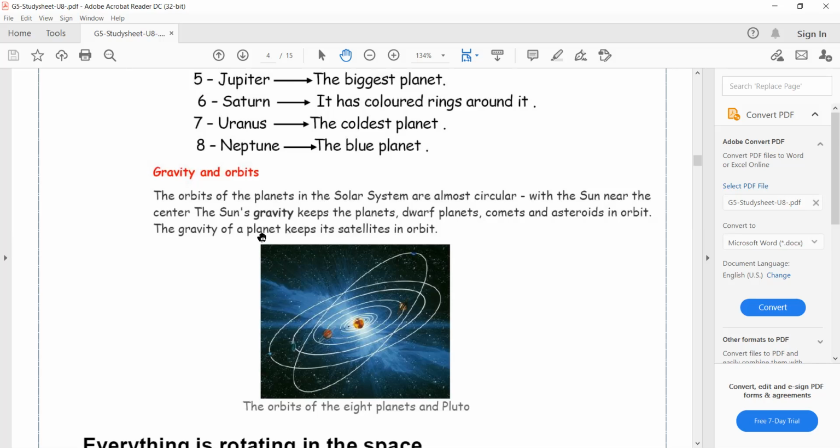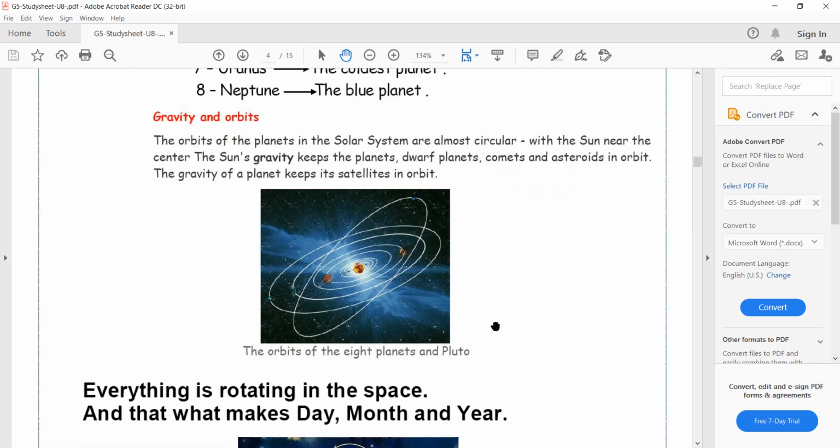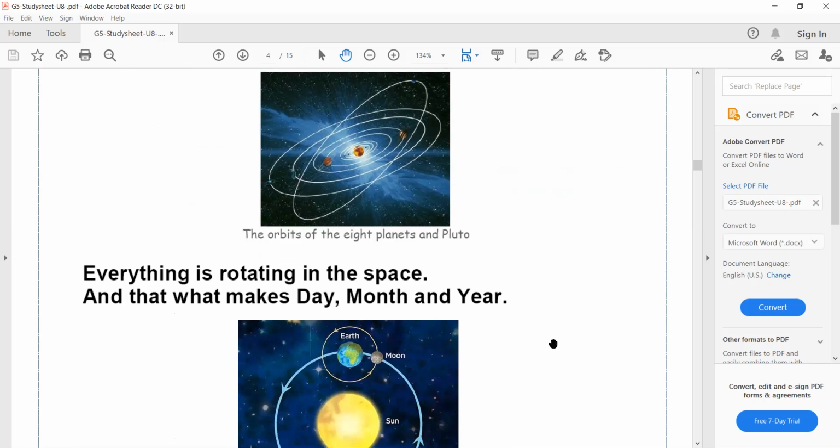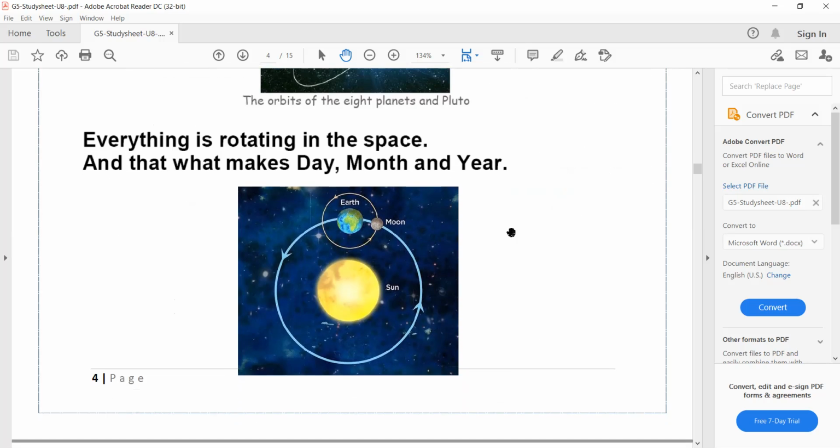The gravity of the planets keeps its satellites in their orbits. The gravity of the Earth keeps the moon revolving around the Earth, and so on for the other planets. Everything is rotating in space. Okay. We have another word, rotate and spin.